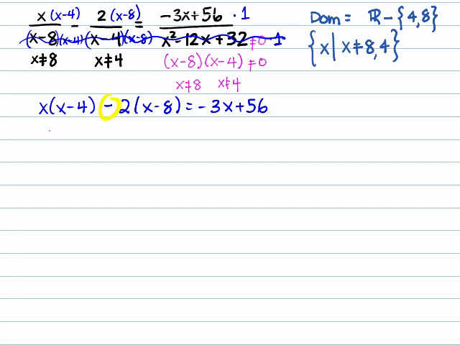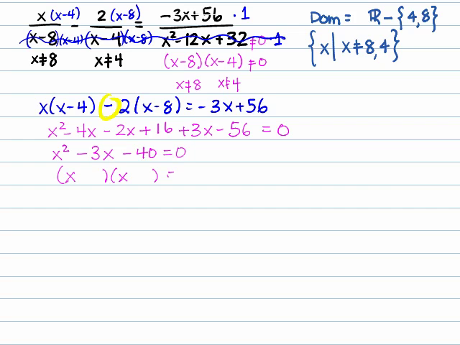Alright, so let's distribute. X squared minus 4x minus 2x plus 16. Bring everything to the left. Plus 3x minus 56 equal to 0. X squared, negative 6x plus 3x is negative 3x, and plus 16 minus 56 is minus 40. Now AC method. AC is negative 40. 8 and 5. Negative 8 and positive 5 are my two numbers.